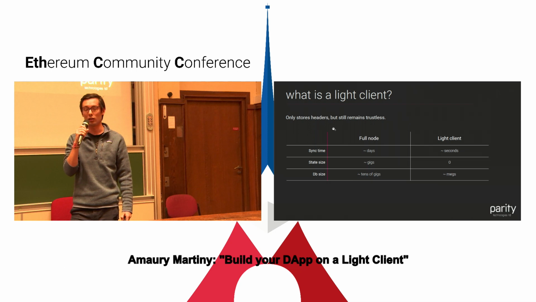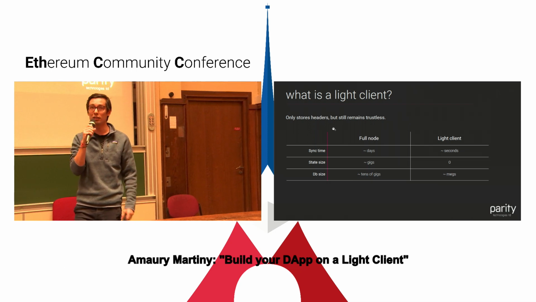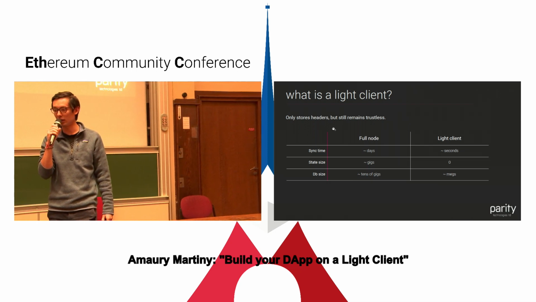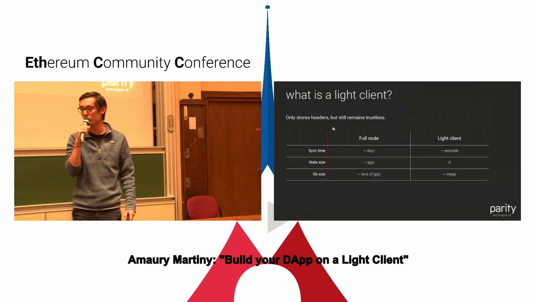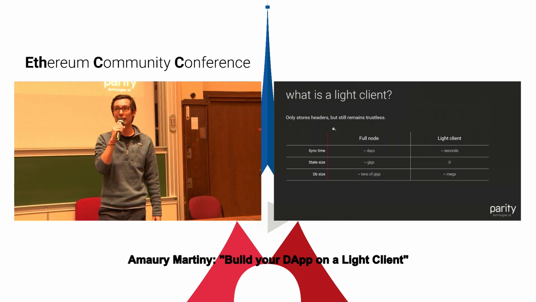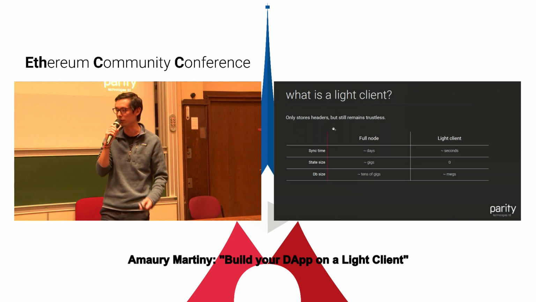State size: a full node has a couple of gigabytes on your hard disk. With a light client, there's no state. And the DB size, the total database size of your node, with a full node is also tens of gigs. With a light client, it's a couple of megabytes. So it can totally live in low resource environments like a mobile phone.